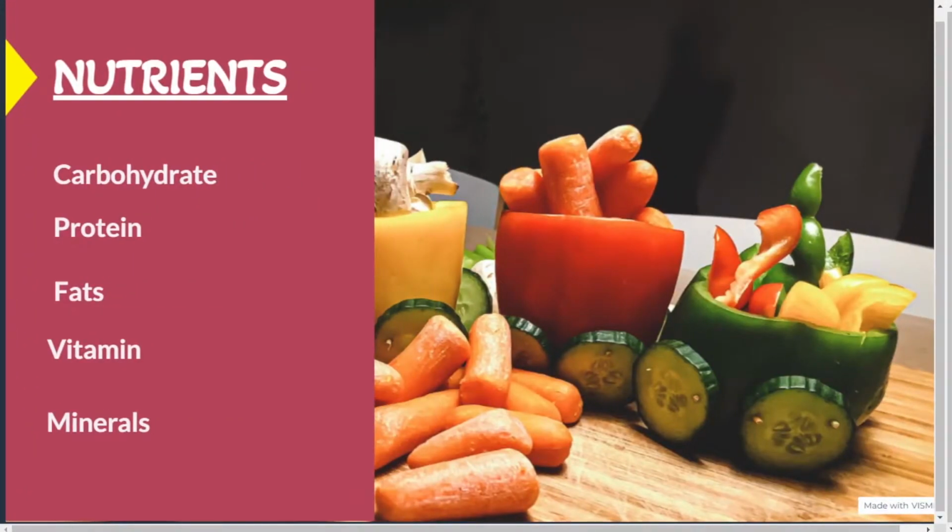Okay, so what are nutrients? As we all know, nutrients are required for our human body, or any kind of organism, for the normal functioning of the body, for maintenance, growth and development, right? Everyone knows that. Now what are nutrients? Carbohydrates, proteins, fats, vitamins and minerals. These all are nutrients. Simple as that.